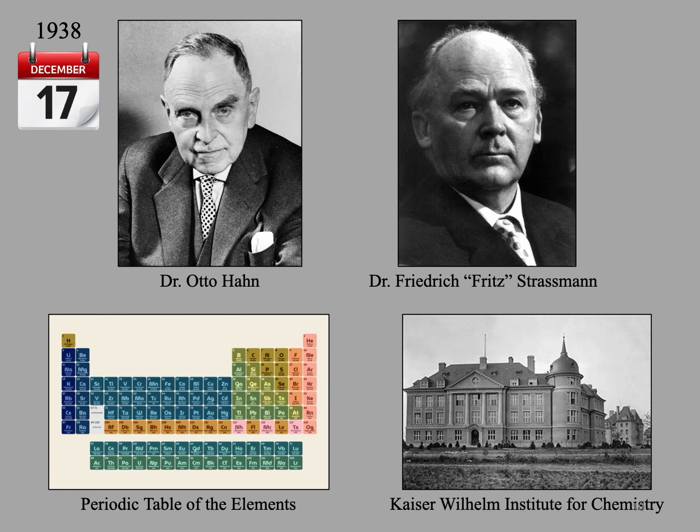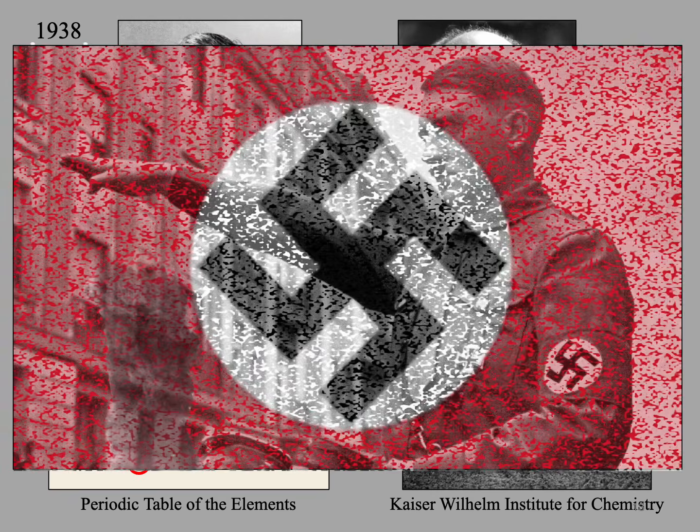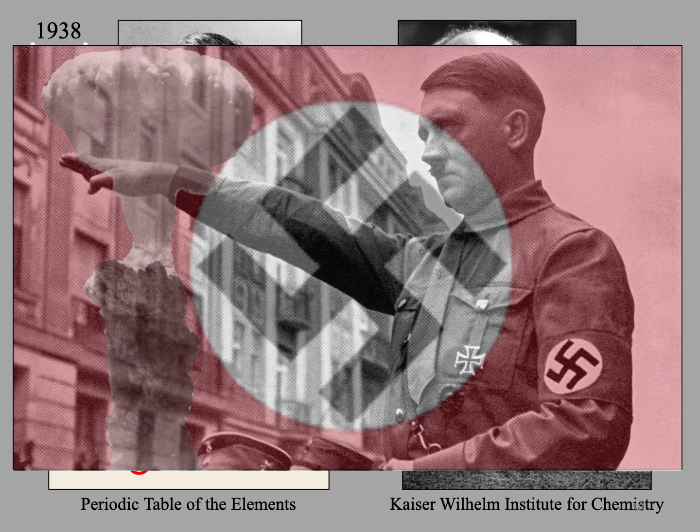The nuclear age was born on December 17, 1938, when the German chemist Otto Hahn and his assistant, Fritz Strassmann, working at the Kaiser Wilhelm Institute for Chemistry in Berlin, published the results of their experiments, bombarding uranium atoms with slow neutrons. The Nazis were the first off the blocks in obtaining an atomic bomb.